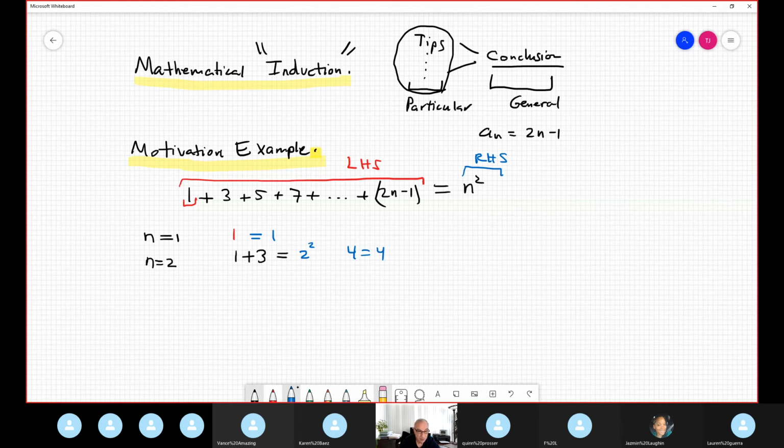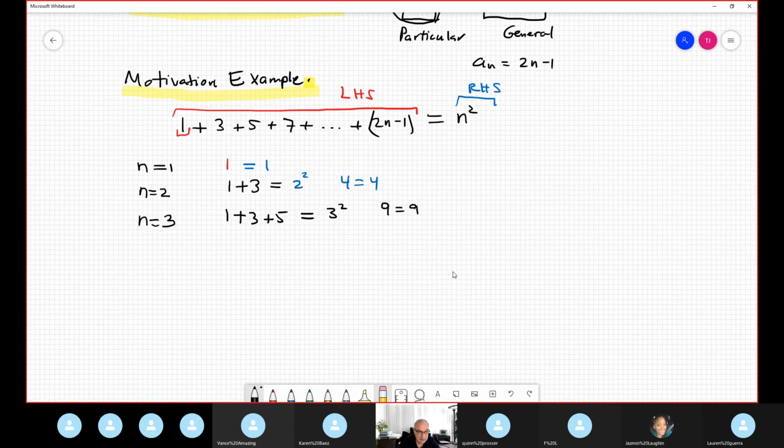Now, one more. Suppose n equal 3. We have 1 plus 3 plus 5 should equal 3 squared, and it's 9 equals 9. Wow. To prove mathematically that this is true, we would need to do infinitely many cases, because in the worst scenario, which doesn't happen in this example but could in another, suppose for n equal 500 the statement is false. This was true, this was true, this was true. So you need to prove infinitely many cases. This is crazy. It's impossible. I need to find another way to do that.